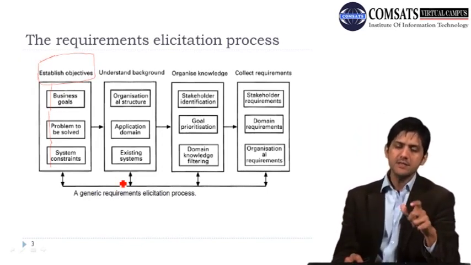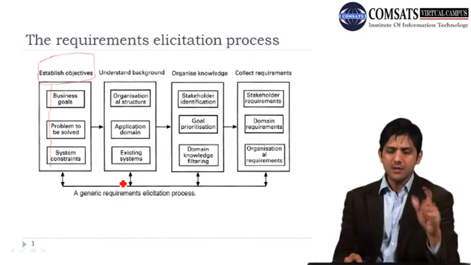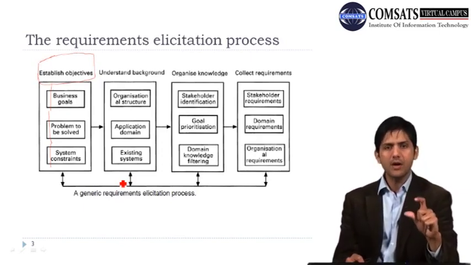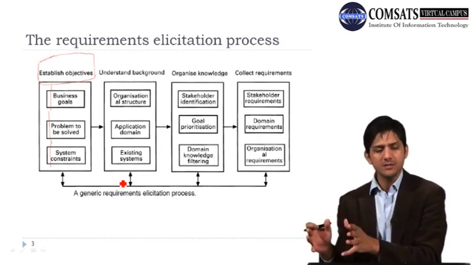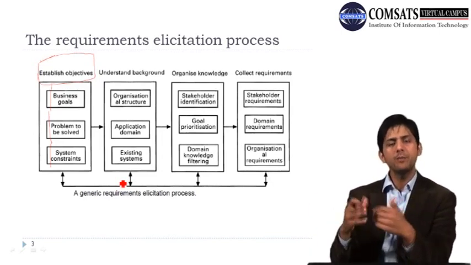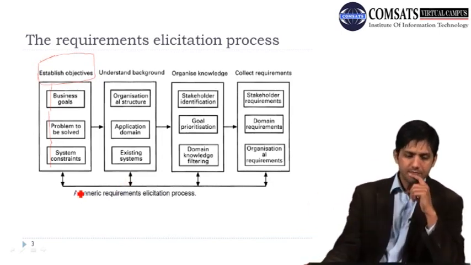And in the final stage, we go to stakeholders, we ask for stakeholder requirements, we try to identify domain requirements, and we also try to identify the overall organizational requirements. So the elicitation process is a staged process, and each stage complements the following stage.